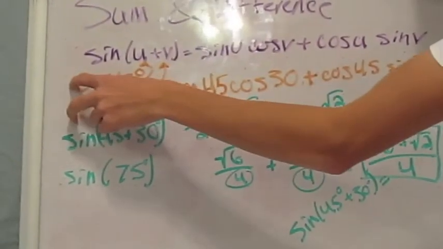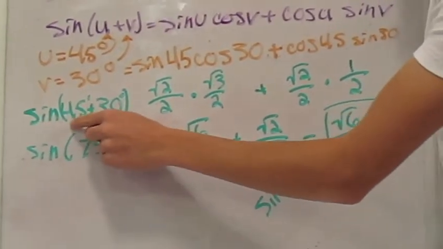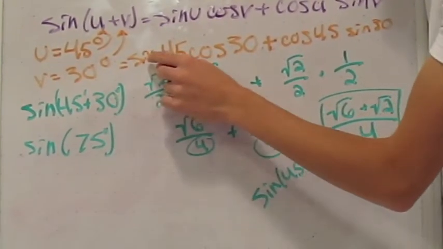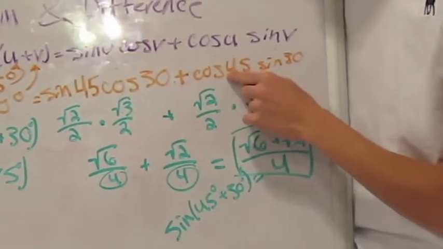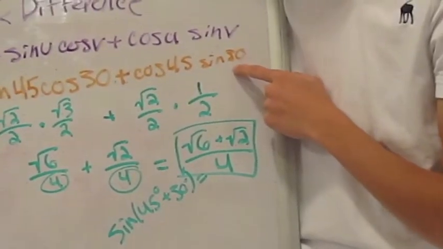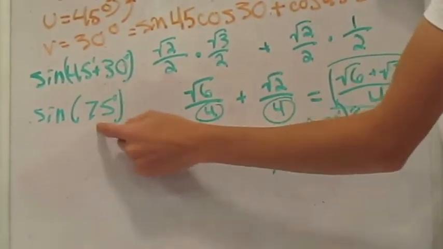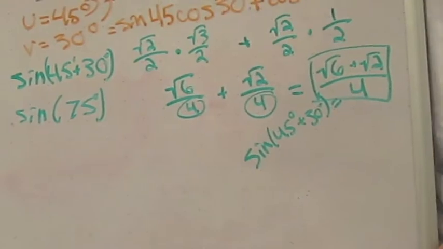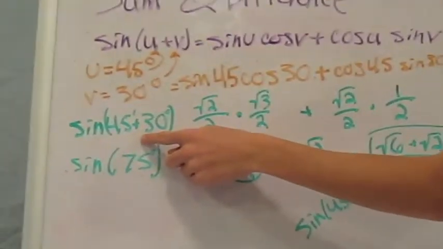So when we plug in our u and v values, we get a new formula, which is sine of 45 plus 30 degrees, gives us sine of 45 degrees times the cosine of 30 degrees plus the cosine of 45 degrees times the sine of 30 degrees. Now, you may be wondering why we don't just add these together to give the sine of 75 degrees. Well, off the top of our head, we don't really know what the sine of 75 degrees is. So in this case, it's easier for us to break it up.